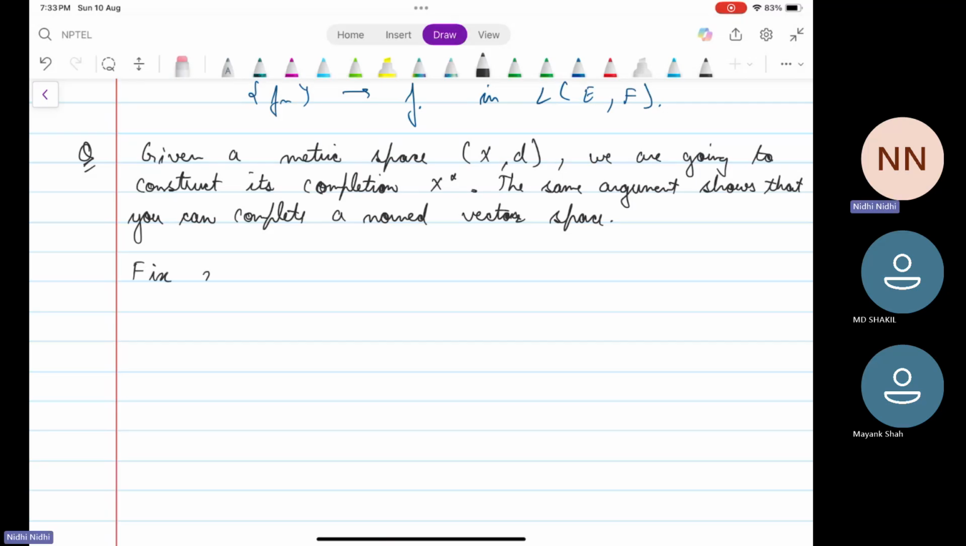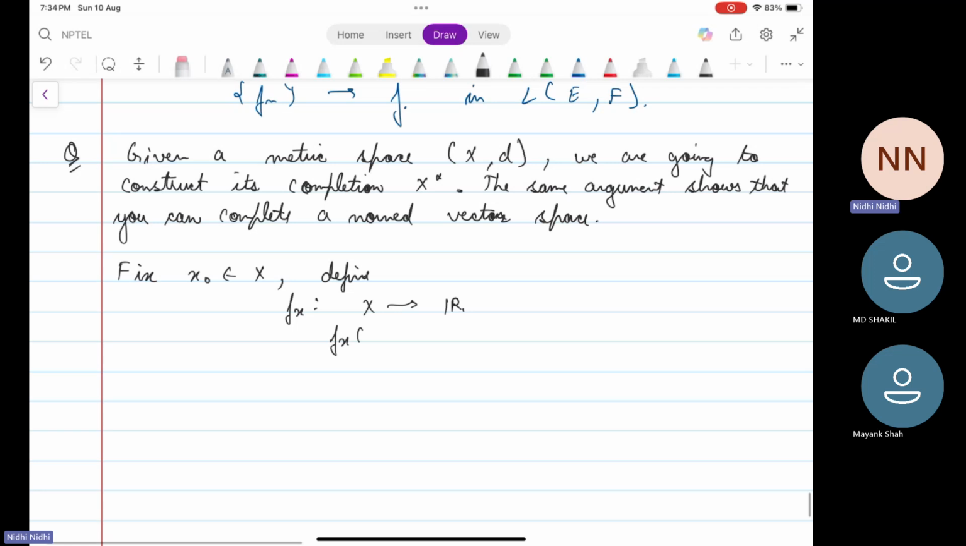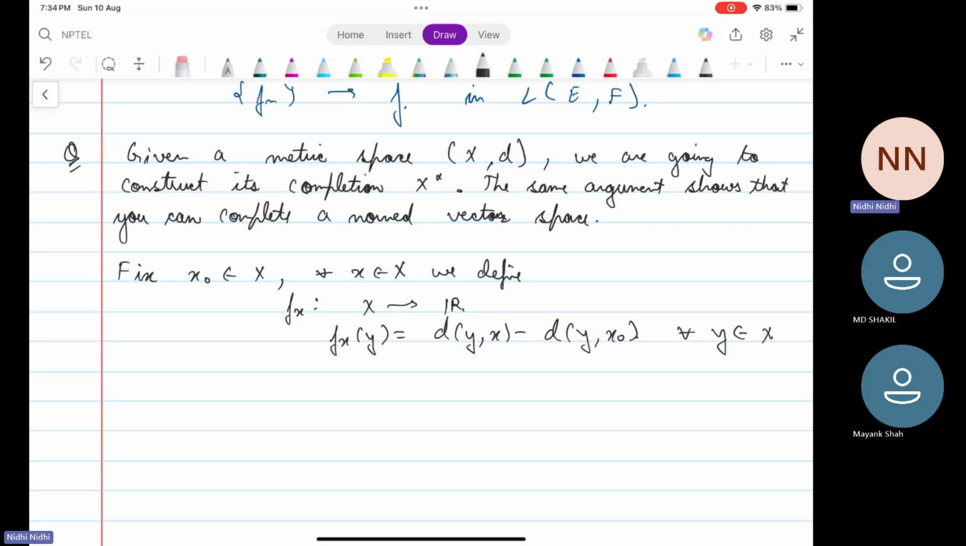Fix some x naught in X. Define a function f_x from X to R, where f_x(y) is mapped to d(y, x) minus d(y, x naught). This is happening for every y in X, and we are defining for every x in X a map f_x.